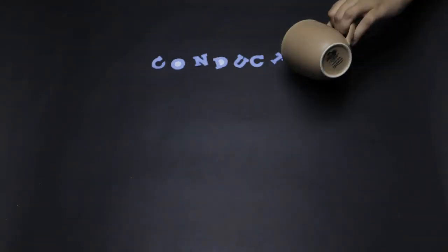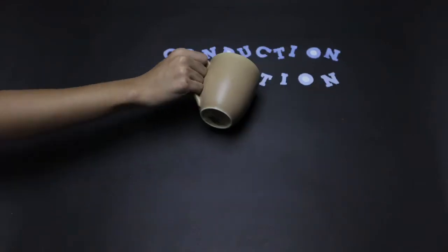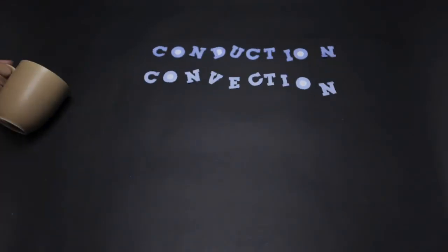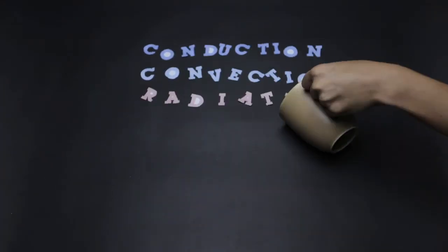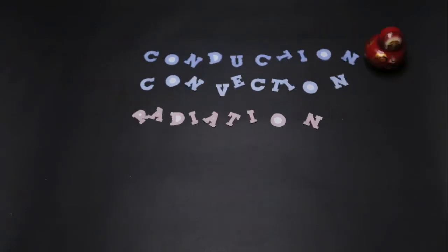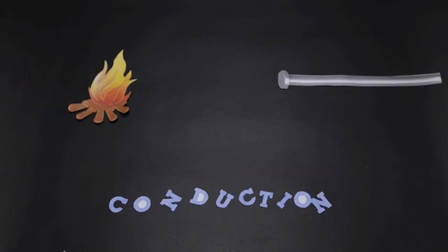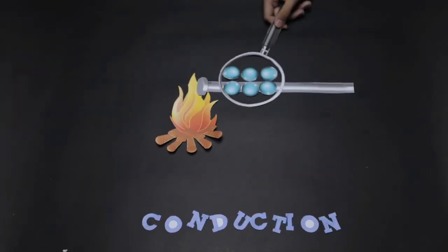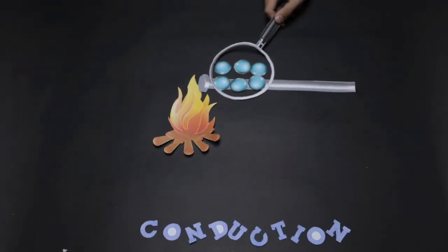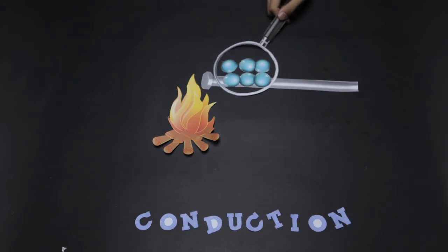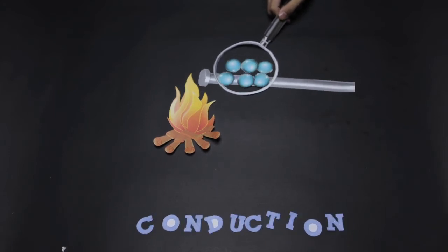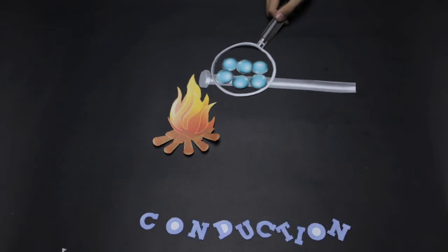Heat transfers in 3 ways: conduction, convection, and radiation. So the first type of heat transfer is conduction. When you heat a metal rod at one end, the heat travels to the other end, which is why when you expose your spoon to heat when you are, let's say, stirring your hot coffee, you'll end up feeling the heat on the opposite end.